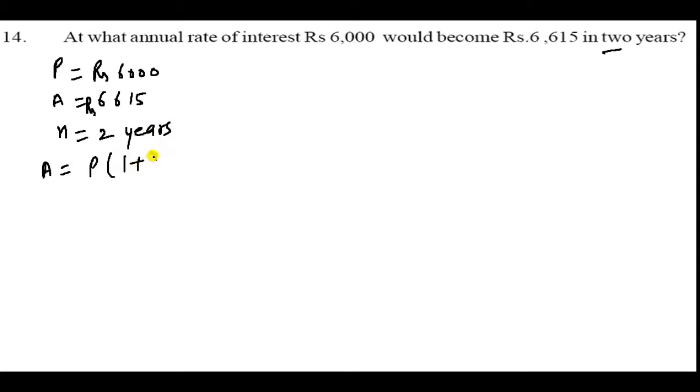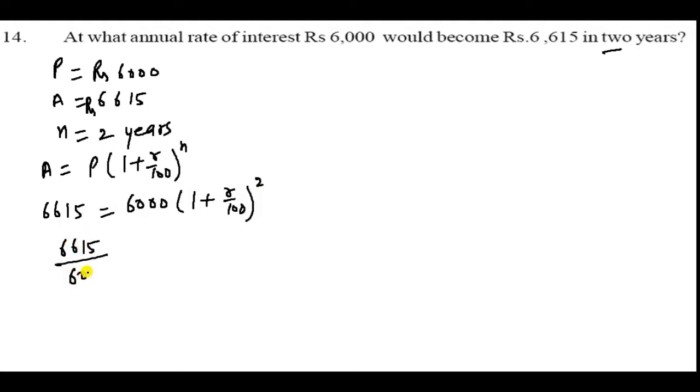Let us apply the formula. A will be equal to P (1 plus R upon 100) whole power N. Amount is given as 6,615 and principal is 6,000 and 1 plus R upon 100, we don't know the R, and power N is 2. So here is 6,615 upon 6,000 will be equal to (1 plus R upon 100) whole power 2.